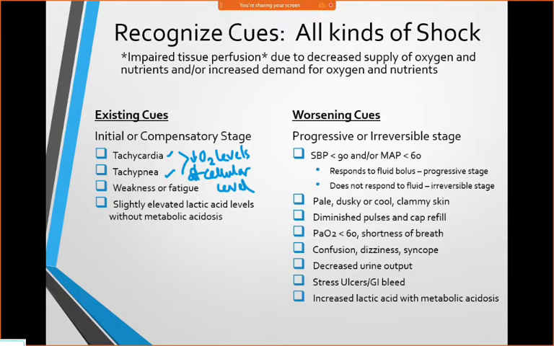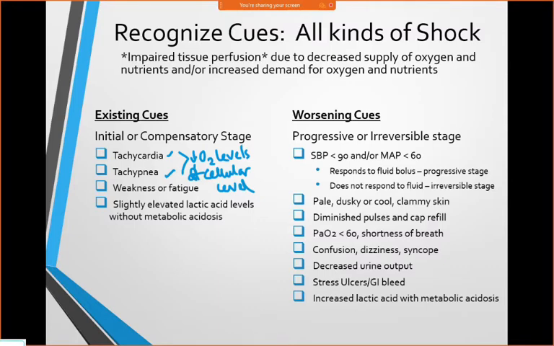So you can actually put yourself at the gym, running on the treadmill, huffing and puffing, doing your intervals, doing your high intensity workout. You're going to get tachycardic. You're going to get tachypneic, because what are you doing for your muscles? You are making them do more work. So they're asking for more oxygen. So you get tachycardic and tachypneic.